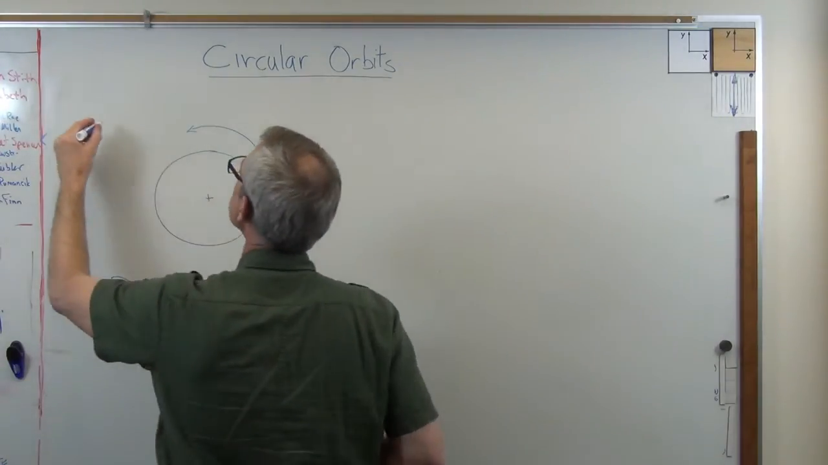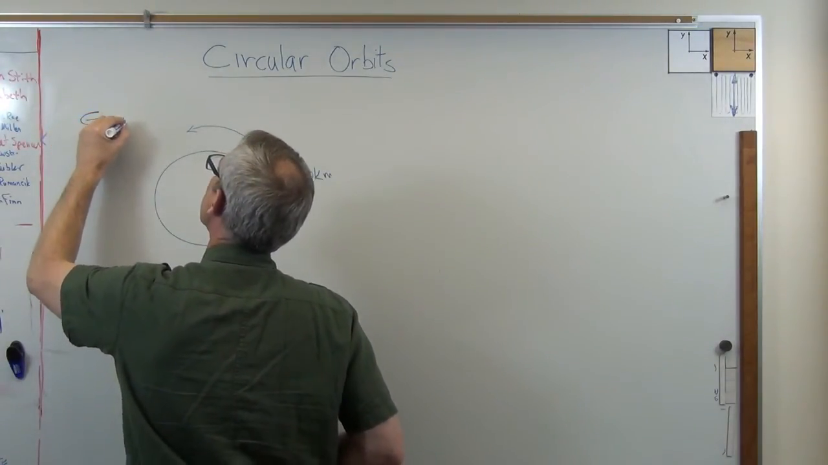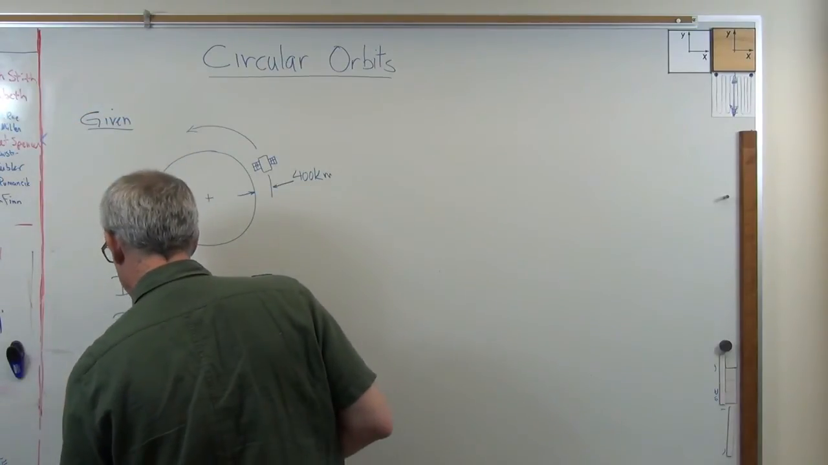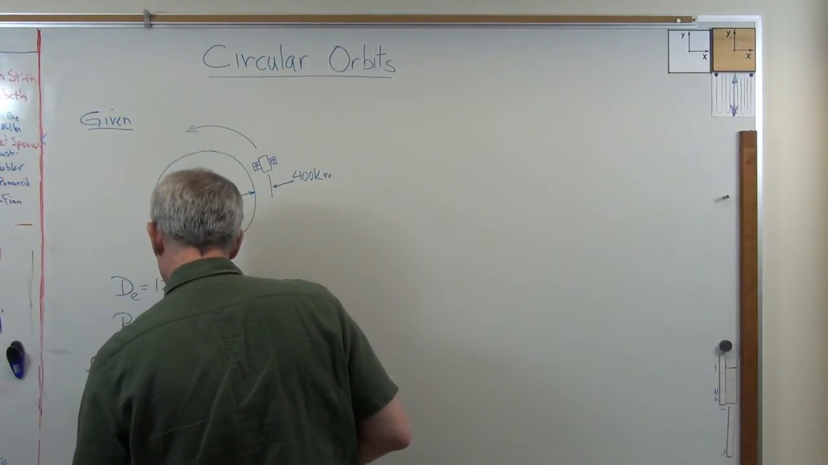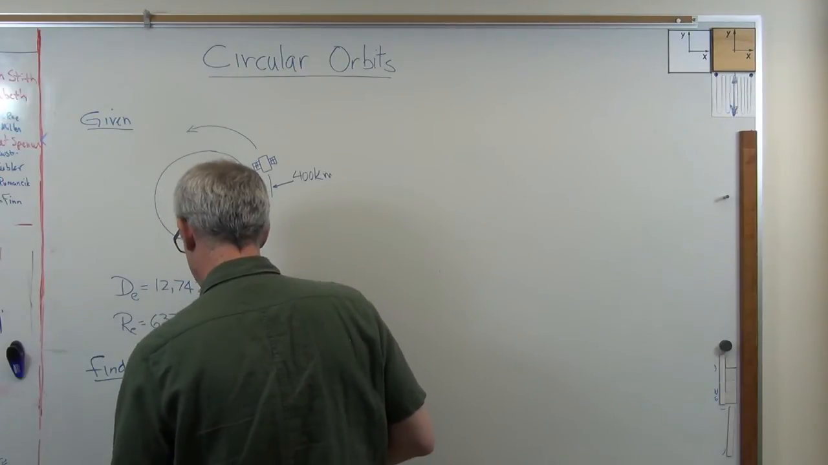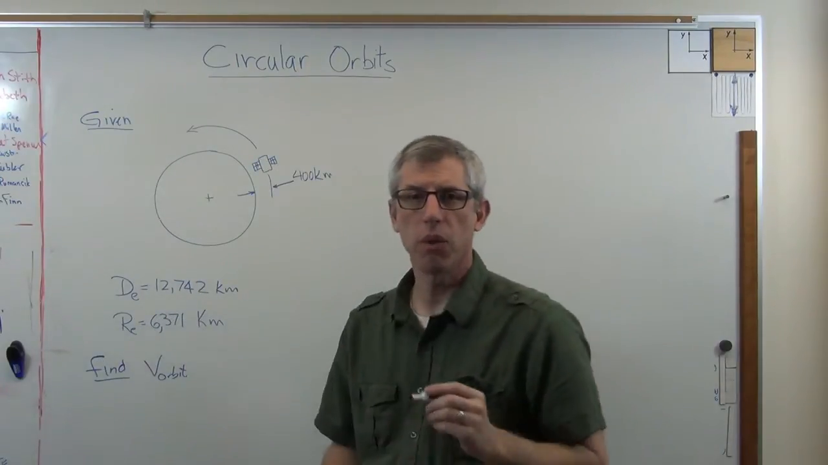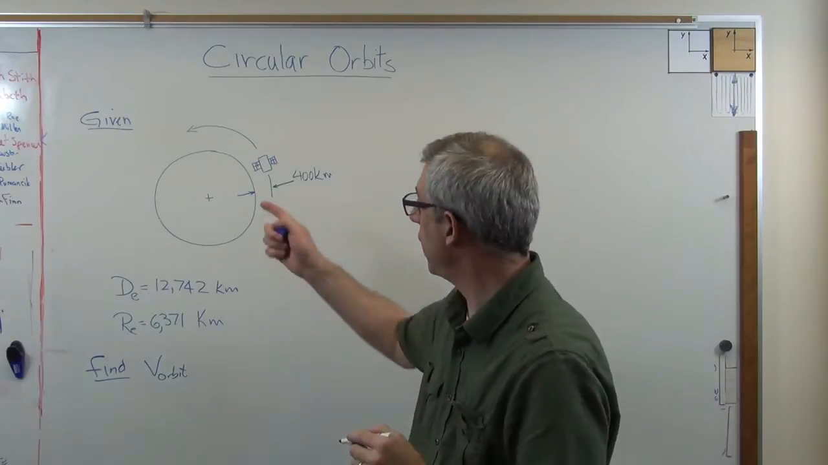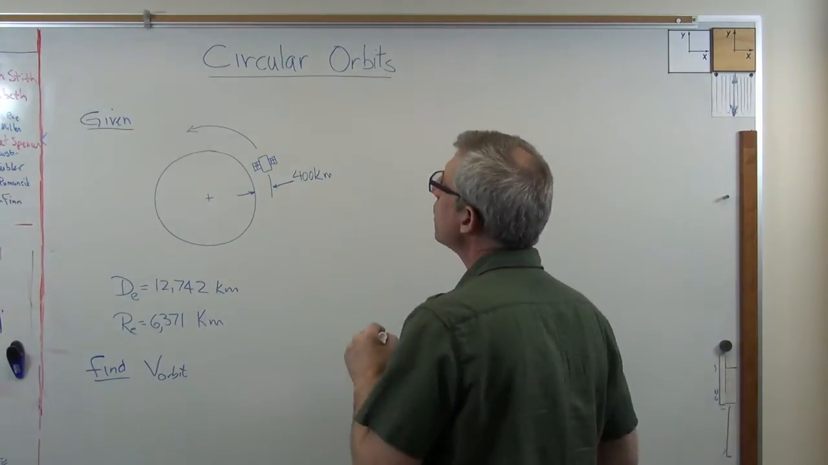And so we've got all this stuff here is given. Well, we don't really have a problem unless we have a find statement. So let's find the orbital velocity. What velocity is required to stay in that orbit? Now, here's the way we do this.